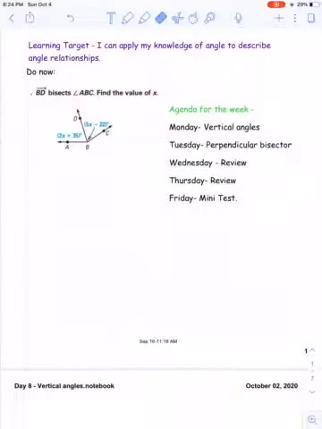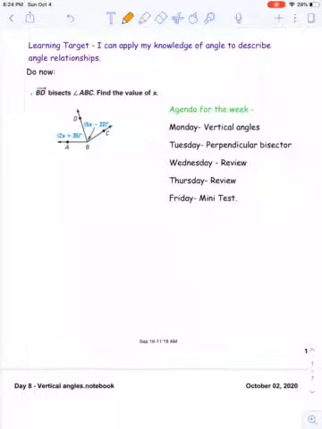Okay, so today's learning target is I can apply my knowledge of angles to describe angle relationships. So I just want us to take a note. There is an agenda for the week. It says Monday we're going to learn about vertical angles, which is what we're doing today. Tuesday we're going to learn about perpendicular bisectors.